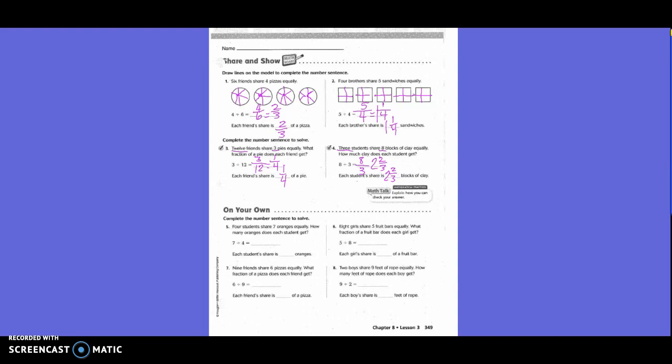Alright, on your own, complete the number sentence to solve. So we're going to just go ahead and do it together. 4 students share 7 oranges equally. How many oranges does each student have? What am I going to underline? 4 and 7. So how many total oranges are there? 7. And then they're dividing it amongst 4 friends. So what is my numerator? 7. What's my denominator? 4. So that goes in there. Once. So 1 and 3/4.